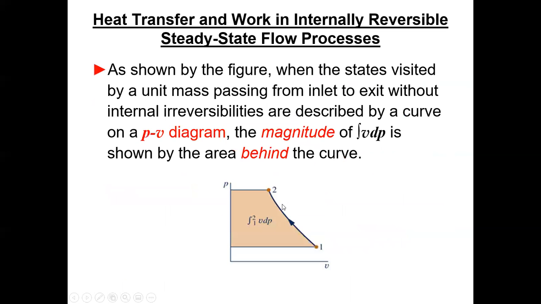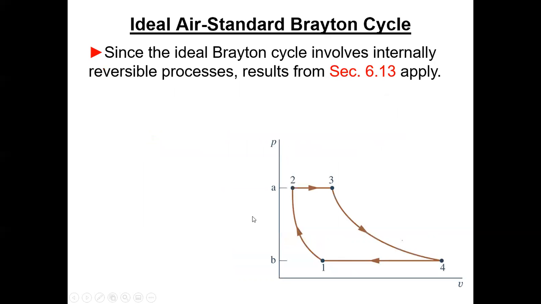Okay. All right, so what does this mean when you look on a PV diagram? Well, if this is internally reversible, a nice ideal process, and I compress from 1 to 2, this area behind the curve over here to the left represents the work per unit mass, okay? So that's the derivation we're trying to get to, and we're going to use that going forward.